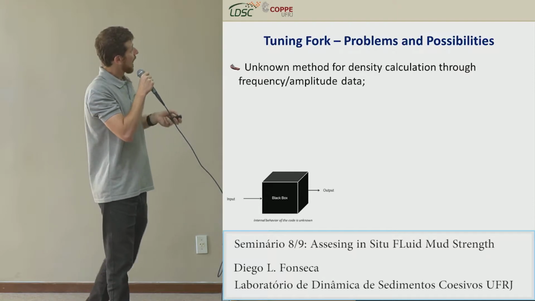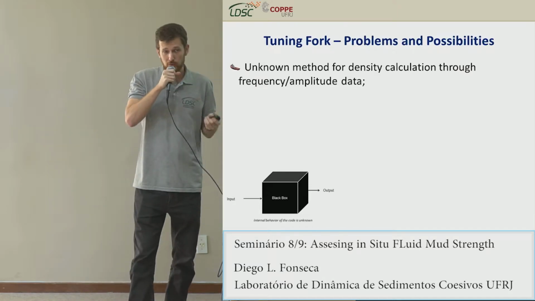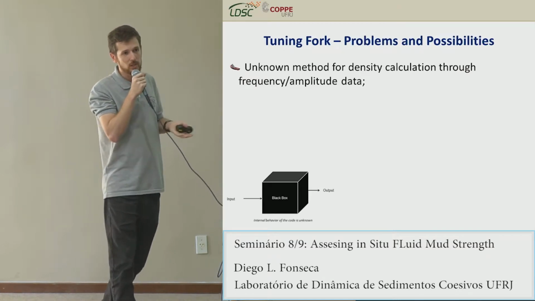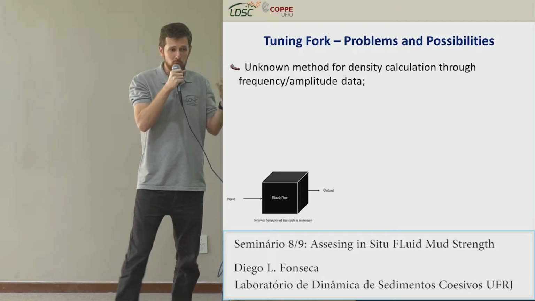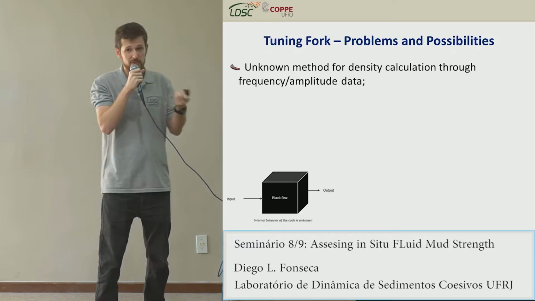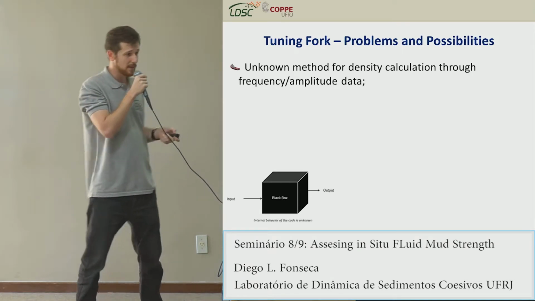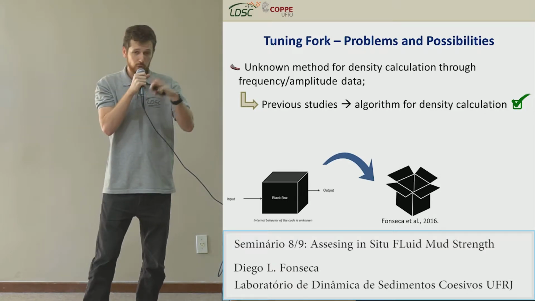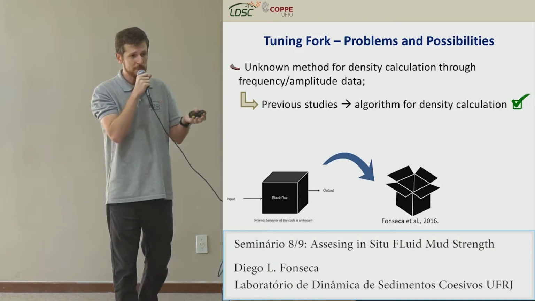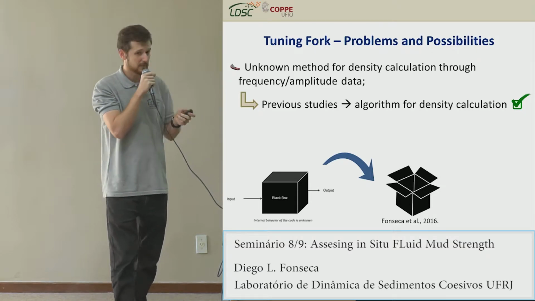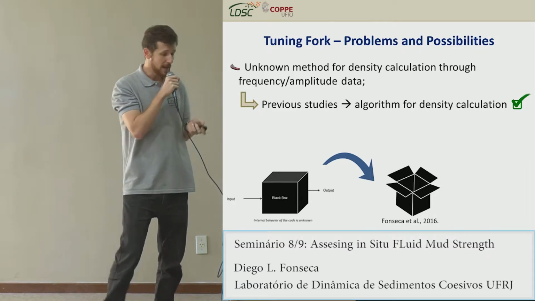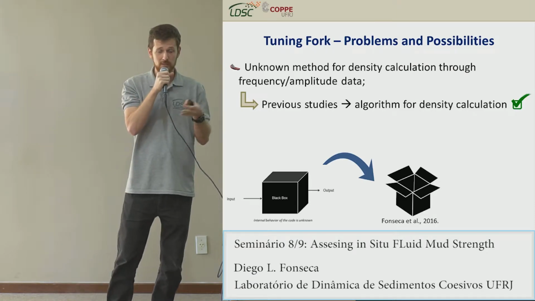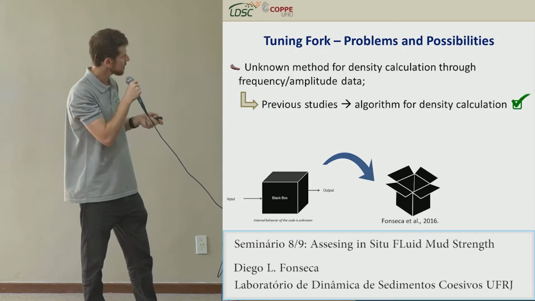So the problems. This is an unknown method. The equipment does it by itself, so we don't know what the equipment is doing. So it's a problem for research purposes and for improving this algorithm. So in a previous study, we tried to propose another algorithm for establishing this transformation, and we succeeded. The density profiles, the edited ones, are really close.